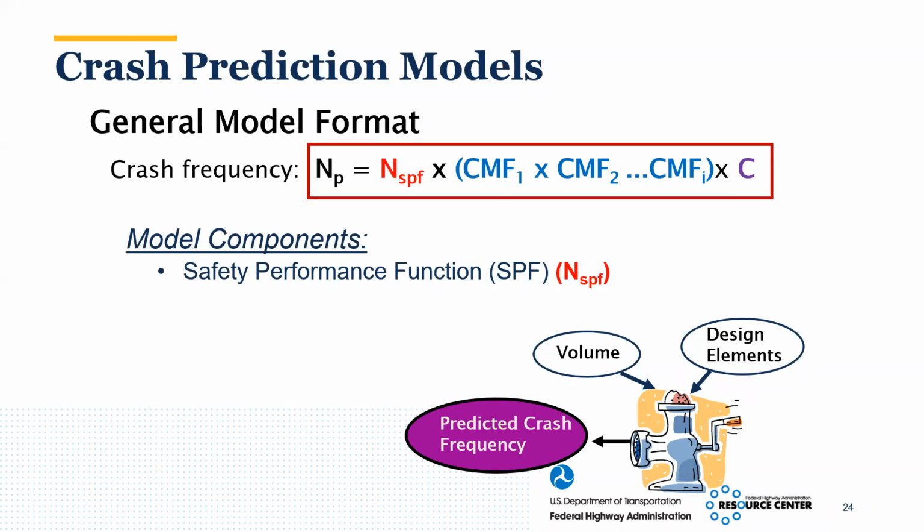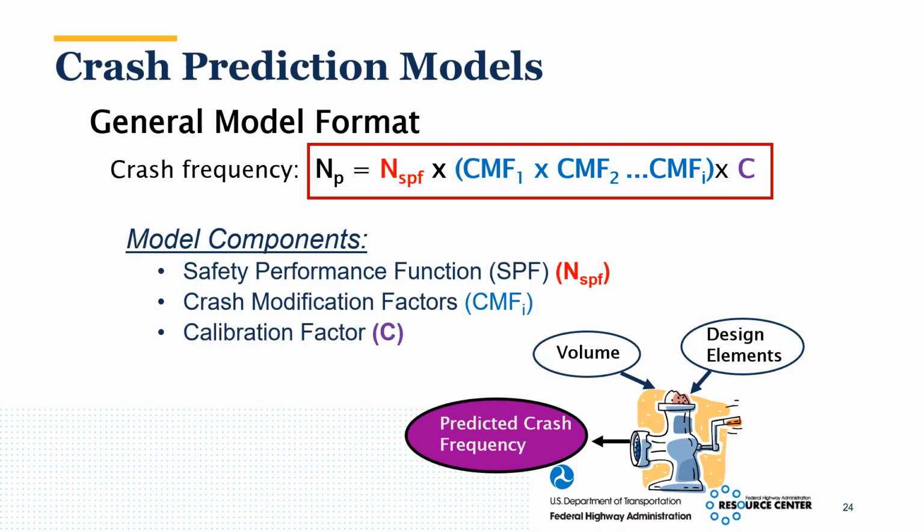So the prediction here is just based on base condition, but for the differences from base condition to the site location, let's say lane width instead of 12 is 11, for those differences there are a series of crash modification factors, depending on the facility types, that can adjust to the site characteristics.